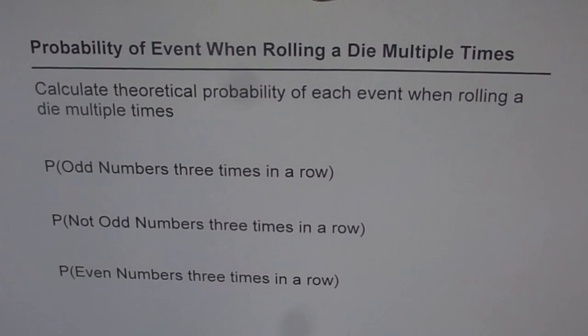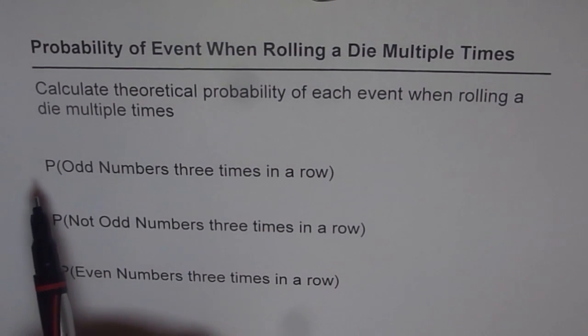Probability of an event when rolling a die multiple times. The example so far, we had been rolling the die only once, right? Now this time we'll roll it 3 times and then find probability for different events. So the question here is, calculate the theoretical probability of each event when rolling a die multiple times, right? Specifically for these questions, we are rolling it 3 times.